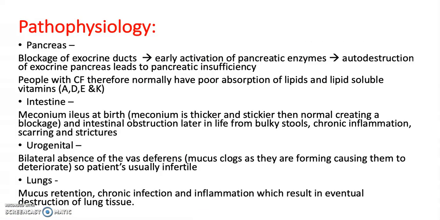The pathophysiology. In the pancreas, there can be blockage of the exocrine ducts. This can lead to early activation of the pancreatic enzymes, which can lead to autodestruction of the exocrine pancreas, leading to pancreatic insufficiency. People with cystic fibrosis therefore normally have poor absorption of lipids and lipid-soluble vitamins A, D, E, and K.